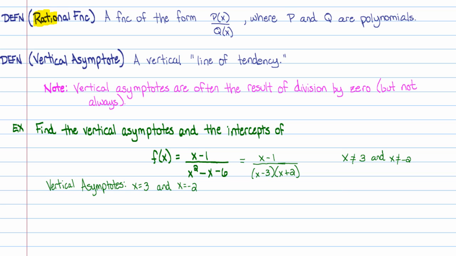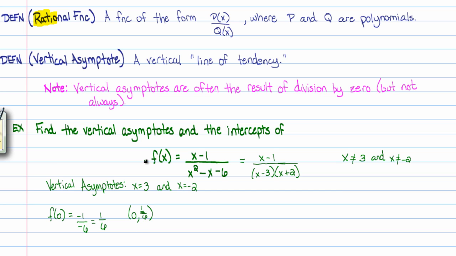The second part of this asks us to find the intercepts. Again, I'm not going to review intercepts. You should just know that when you plug in x equals 0, you find the y-intercept. So we know that the y-intercept is 0, negative 1 over negative 6, which is 1/6.